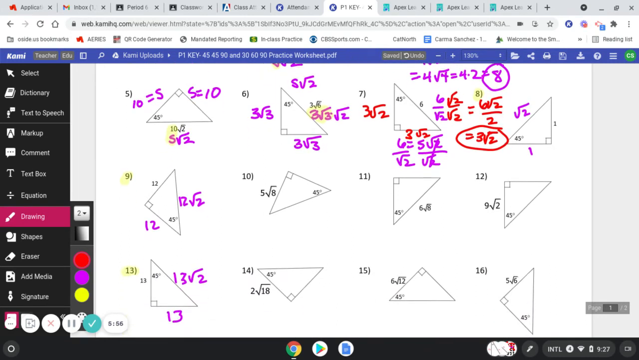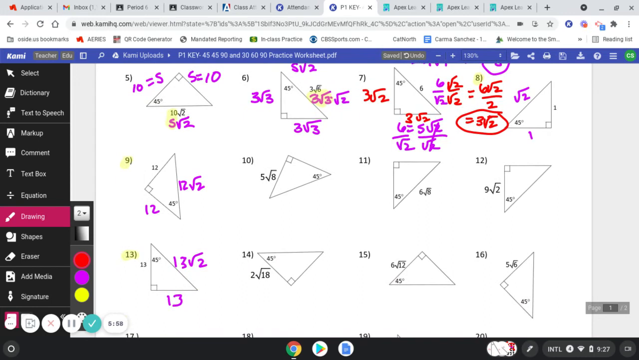Okay, going down to number 10. Number 10 has a 5 root 8, so that gives me another 5 root 8 on that side, and I know that the hypotenuse is the side length times root 2, so it's going to be 5 root 8 times root 2, which is 5 root 16, or just 5 times 4, or just 20. My hypotenuse on this one is 20.